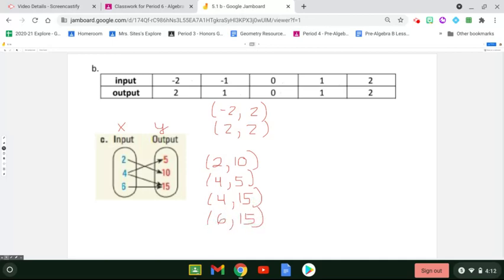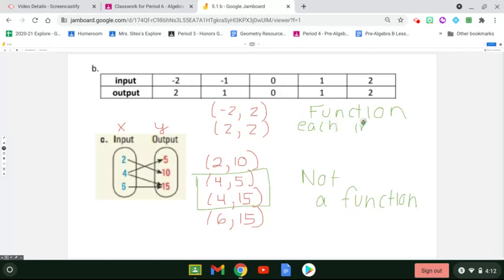So when I look at C, here's the part that's kind of worrying me right here, because I have an input value of 4 that's listed more than once, and it's going to 2 different outputs, okay? Because the input is going to 2 different outputs, this is not a function. Up here, we had a function, and the reason why we had a function is each input has one output.